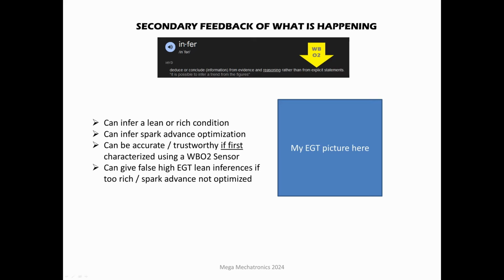And the one flaw, it's just something to point out, is it can give you a false high EGT lean inference, where you might think it's lean, where in reality it's too rich, combined with and/or your spark advance is not optimized. Your spark advance is too retarded, letting unburnt fuel enter the exhaust and burn at the sensor, the temperature sensor, causing a high reading. Same with being too rich, that excess fuel leaving the combustion chamber is burning in the exhaust pipe, heating up the EGT sensor.